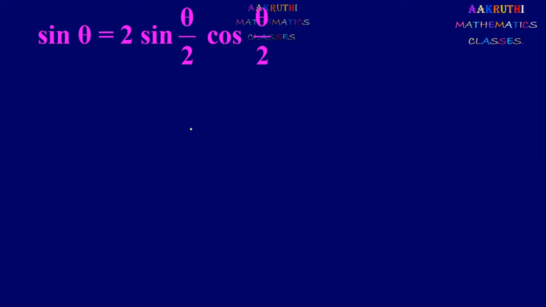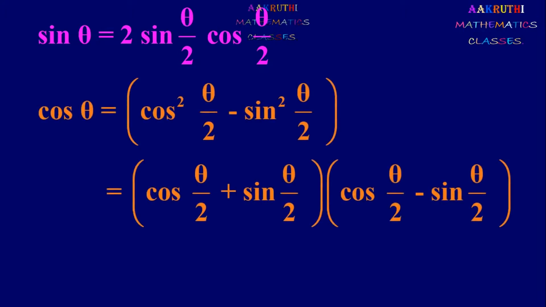So sin theta can be written as 2 sin theta by 2 cos theta by 2. So we have formula sin 2 theta. So sin 2 theta is 2 sin theta into cos theta. So we can divide all these angles by 2. So we get sin 2 theta by 2 equal to 2 sin theta by 2 cos theta by 2. So here 2 gets cancelled. So we get sin theta equal to 2 sin theta by 2 cos theta by 2. So this is the half angle formula. So sin theta can be written as 2 sin theta by 2 cos theta by 2.